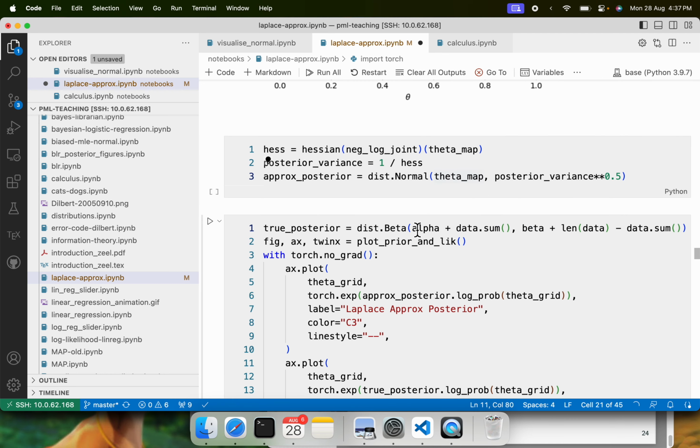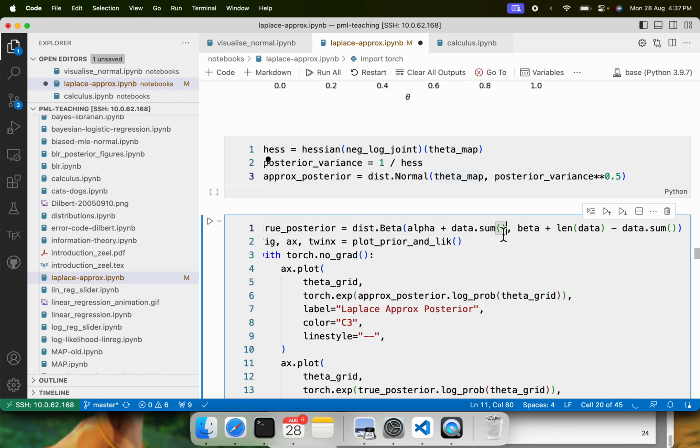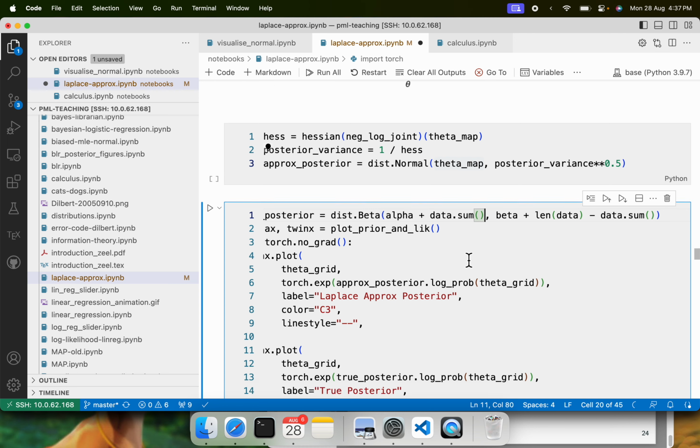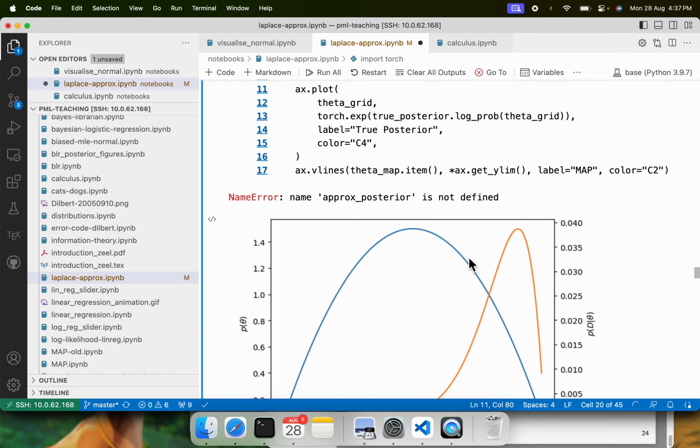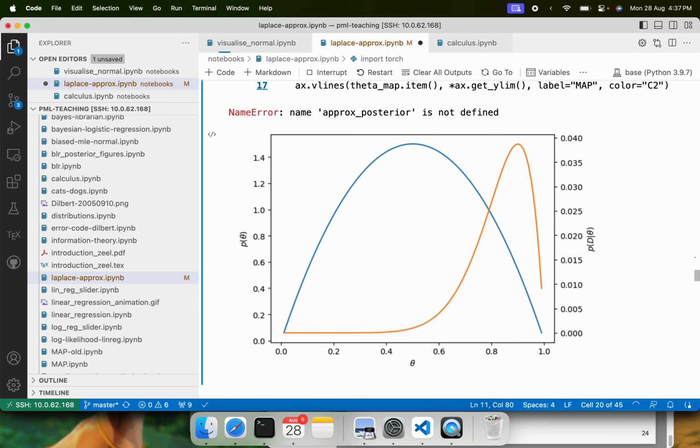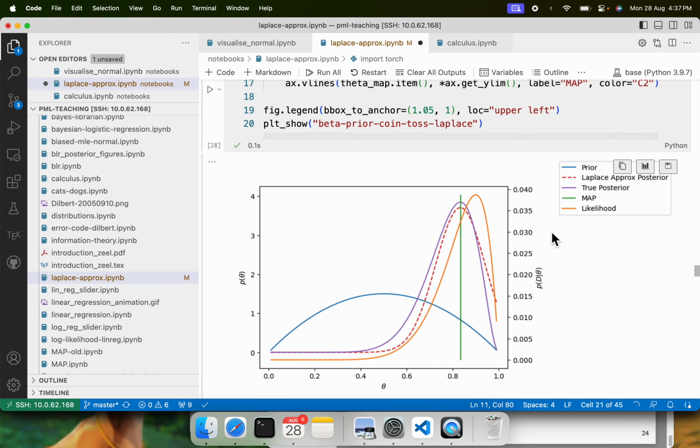And this is where I'm mentioning the true posterior, alpha plus data.sum, so alpha plus number of heads, beta plus number of tails. Okay, seems I didn't run this code. Right, and this is the approximation that we've obtained.